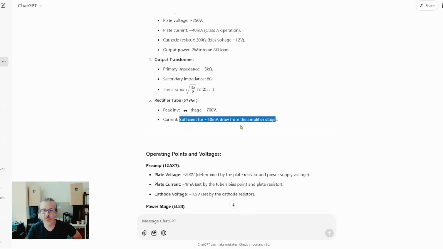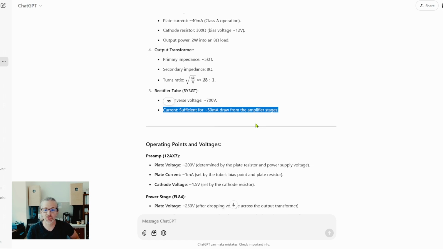current sufficient for 50 milliamp draw for amplifier stages. Now here it forgot to mention that for the rectifier tube, this 50 milliamp draw is per channel. So up to here it was okay, what you would think. I haven't specified it's a stereo amplifier, but as a human being you would always know that, hey, I want a stereo amp, right? We are living in the 21st century, right? But here from the current draw, it tells us that it's only calculating for one channel, so we would need about 90 milliamps for the two stages.